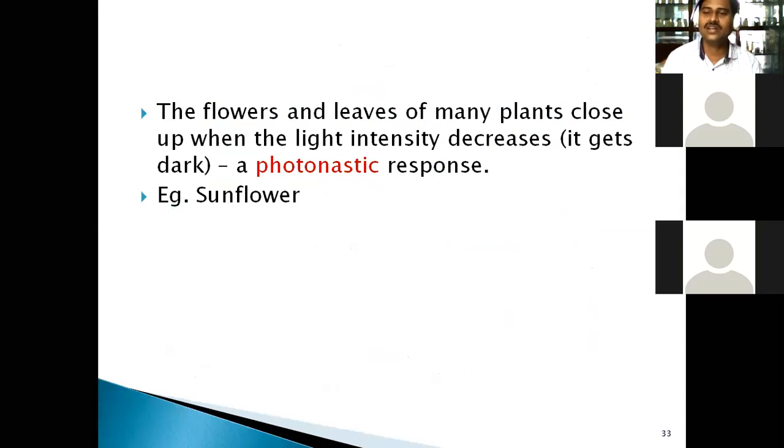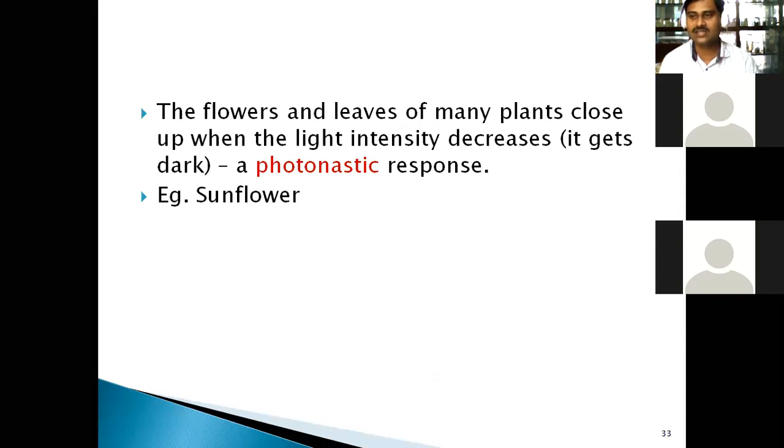Again, the flowers and leaves of many plants close upward when the light intensity decreases and it gets dark. A photonastic response. Example, sunflower, which we see and you know very well. It moves towards the direction of the sun. So that is called nastic movement. But it does not have any meaning because flowers do not undertake photosynthesis, so there is no meaning in attracting towards sunlight. But it is nastic movement.